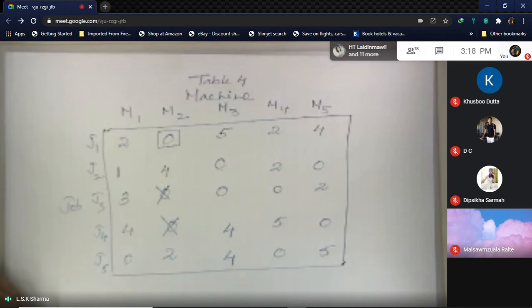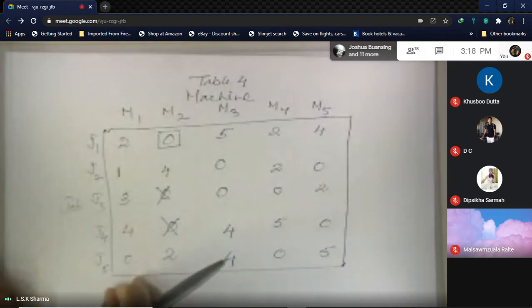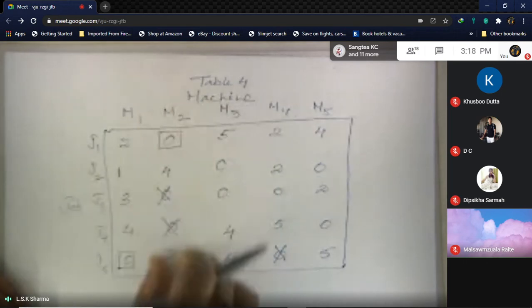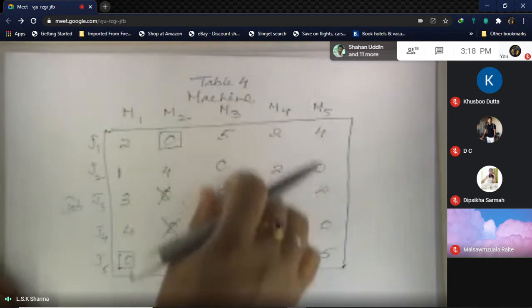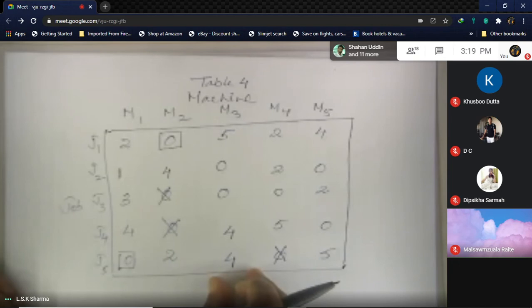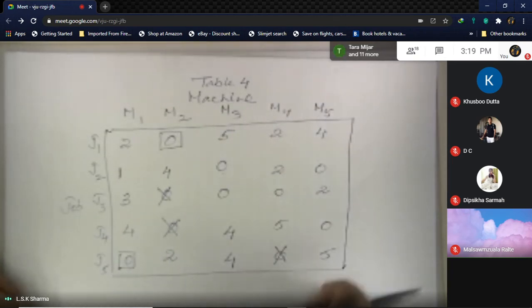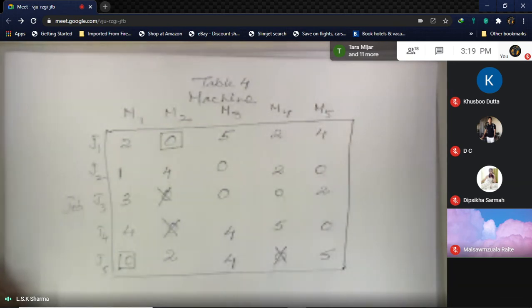Let me see column wise again. Column M1, is there a single 0? Yes. Now I'll mark this. And in that particular row, is there any 0? Yes, so I crossed it out. Now M2 is already assigned. M3, I cannot do anything here. M4, although there are 2 zeros here, there is a problem. M5 also, same thing.